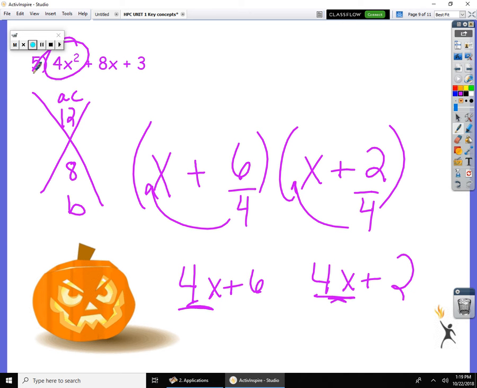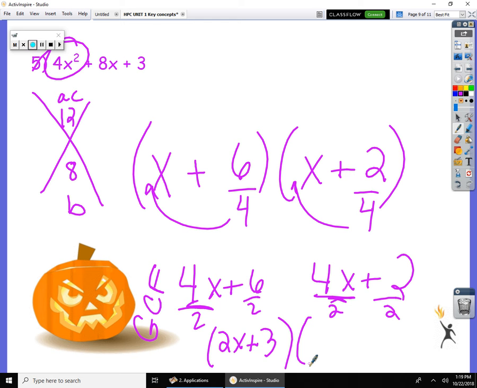So I need to check for my good friend GCF. Is there a GCF here? 2. Remove the 2, and I'm left with 2x plus 3. What's the GCF for this one? 2. Remove the GCF, and I'm left with 2x plus 1. If you don't believe me, do FOIL. Once you do FOIL, it checks out.